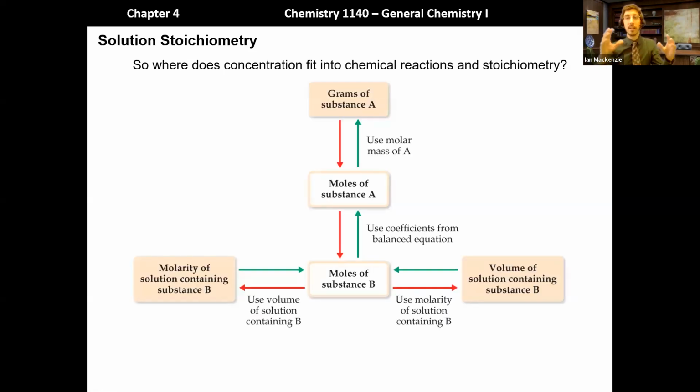So we can see the relationship here in all of this. Shown in white here in the middle is the balanced chemical equation, where I can relate the moles of substance A to moles of substance B. And then I know that I can relate between moles and grams using the molar mass. That I can do, and we've already done that in chapter 3.